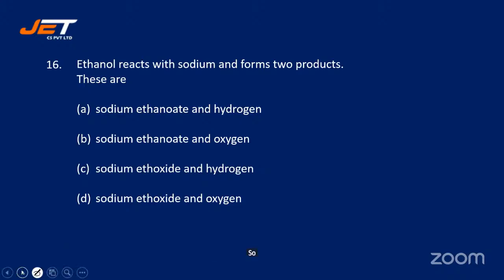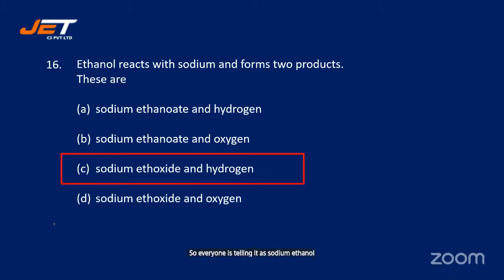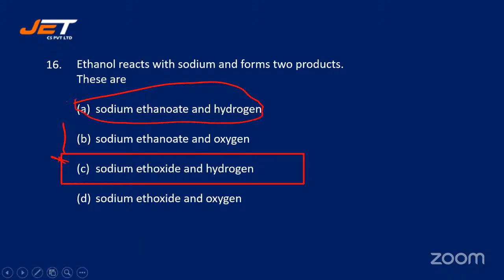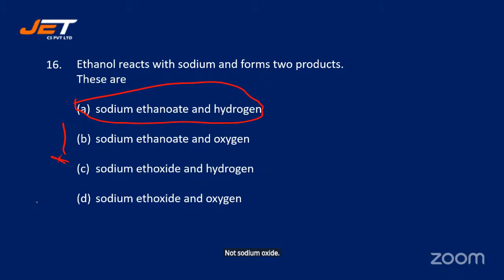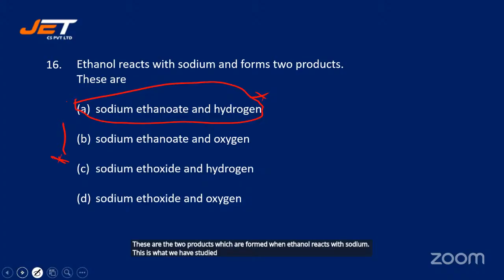So everyone is telling it as sodium ethanoate plus hydrogen. Sorry. Actually, yes, sodium ethanoate plus hydrogen is only the right answer, not sodium ethoxide. Sodium ethanoate plus hydrogen, these are the 2 products which are formed when ethanol reacts with sodium. This is what we have studied in the reactions also.